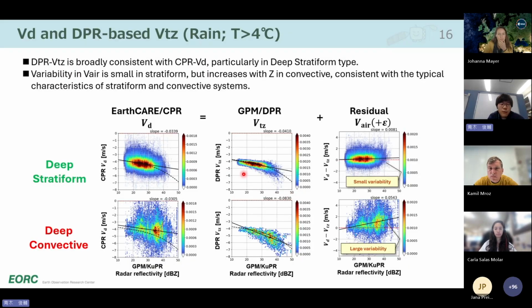When we focus on the residual part, this may be related to the vertical air motion. In the stratiform case, it shows small variability. But in the convective case, it becomes a more scattered distribution as the Ku-band reflectivity gets larger. This is consistent with the previously well-known characteristics of deep stratiform and convective precipitation.